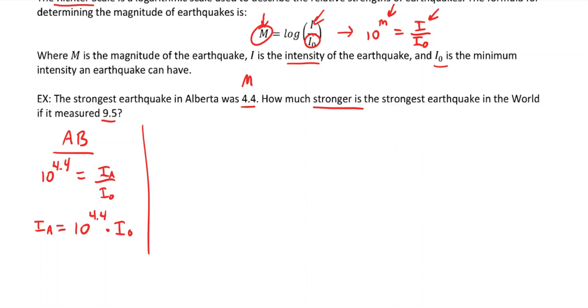Okay, so now the world. That would be the same process, right? That would be 10 to the power of 9.5 this time is equal to I over IO. So our little equation would be I, well, IW maybe for I world, is equal to 10 to the power of 9.5 times IO.